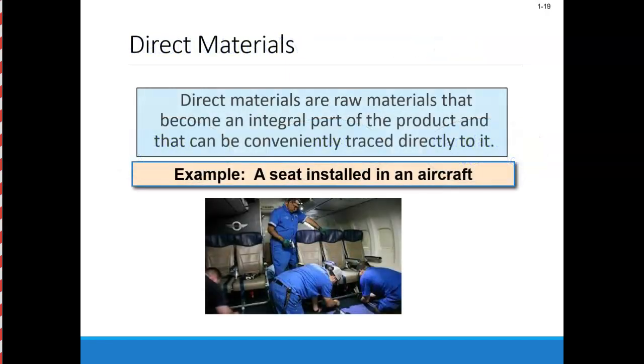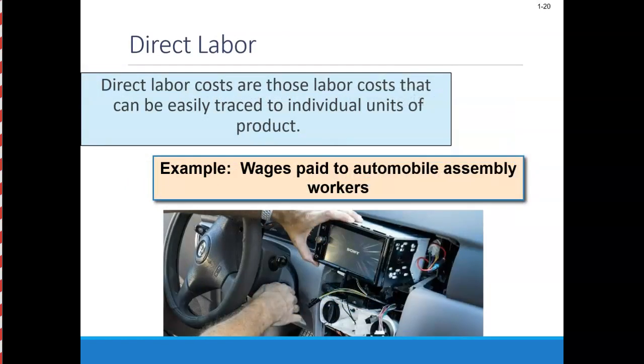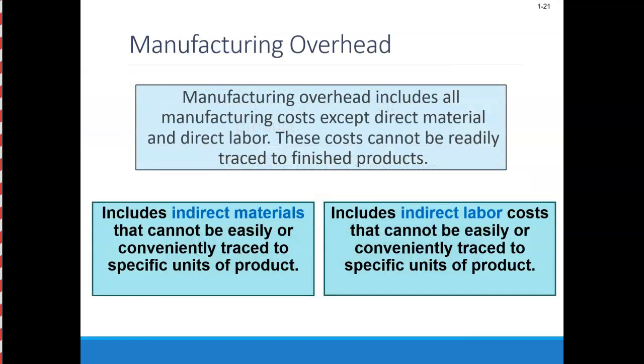Manufacturing overhead, okay. Direct materials are the raw materials that become the key part of the product, such as a seat installed in an aircraft. We can determine that seat directly to a cost for that aircraft. Or we can assign wages for someone who's installing the radio. But this manufacturing overhead is huge.